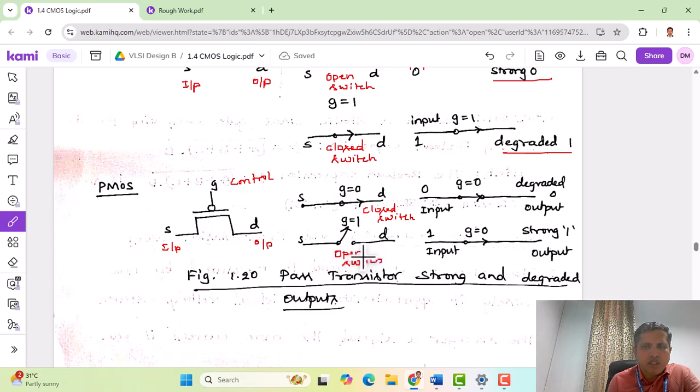Now let us take the closed switch as an example and apply data at the input and see whether it transmits the same data or not. So let us consider the G equal to 0 case.